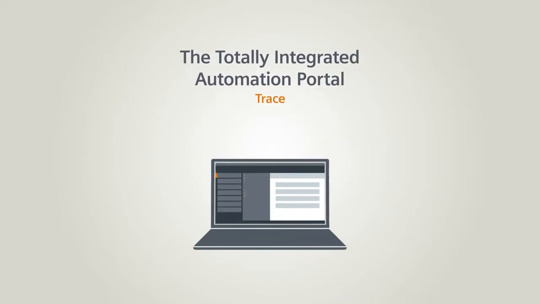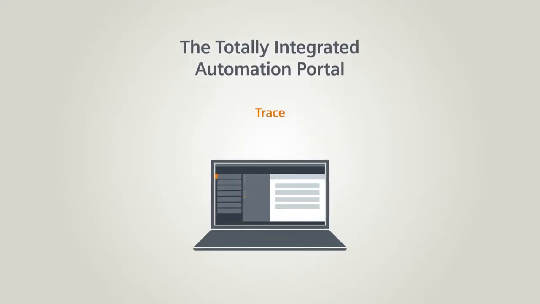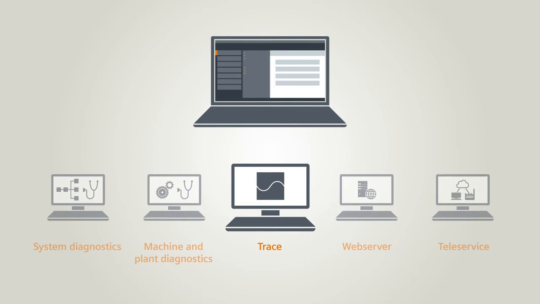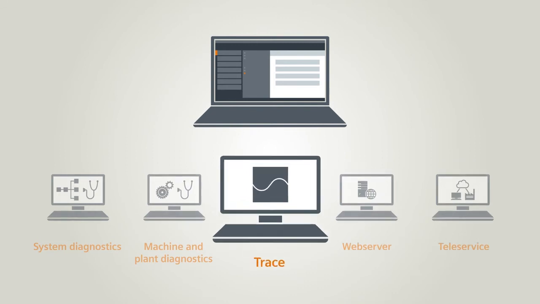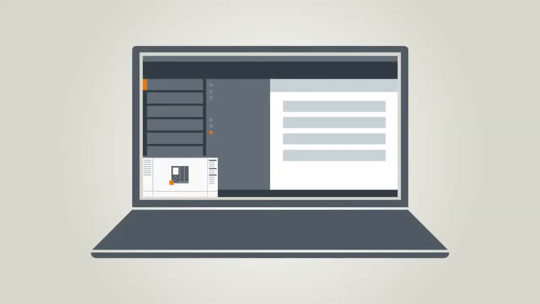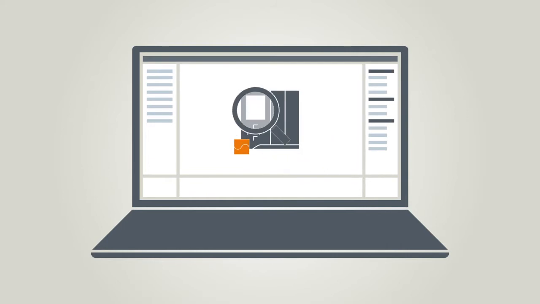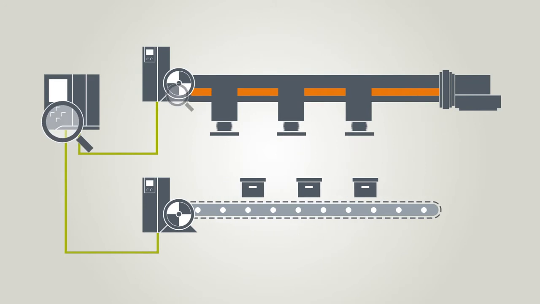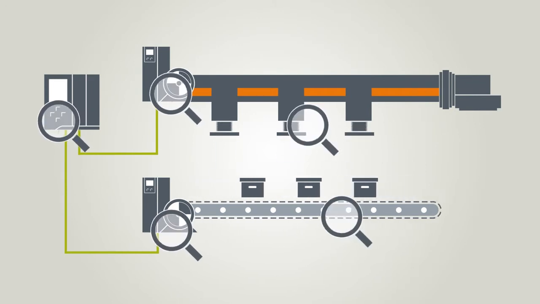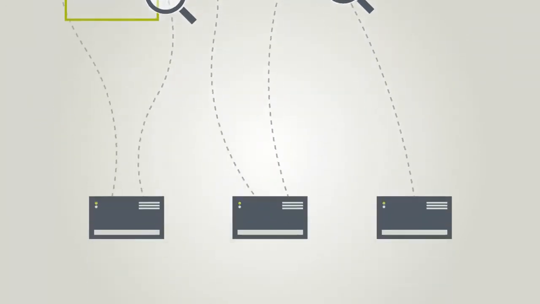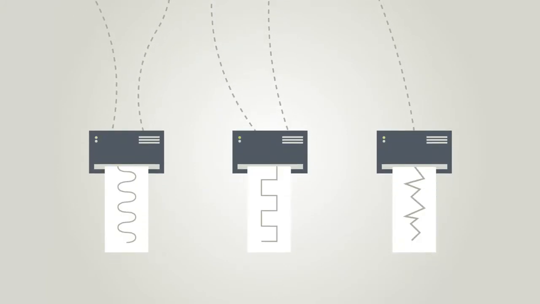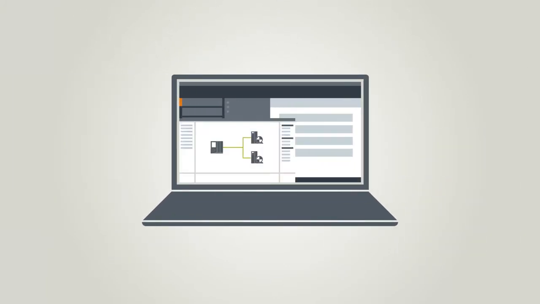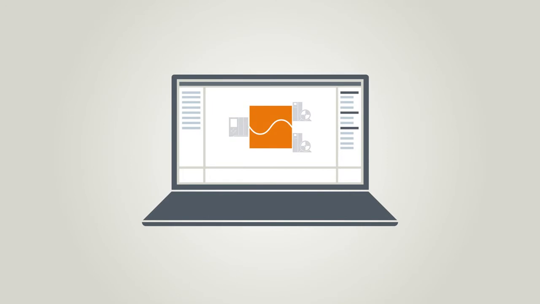In this chapter, you will learn how you can record and evaluate variables using the trace function. The trace function is mainly used for localizing faults that occur sporadically. In the past, analyzing errors involved wiring and monitoring each individual device separately. Now, the trace function does this task for you in the TIA portal.